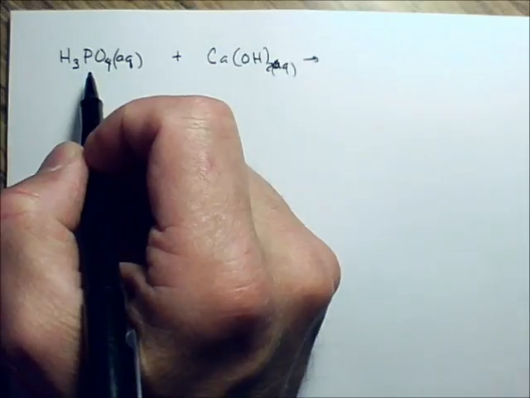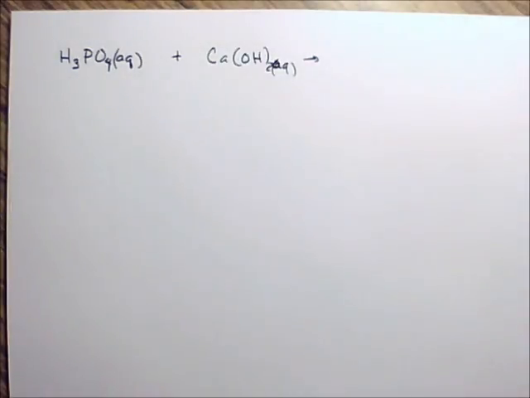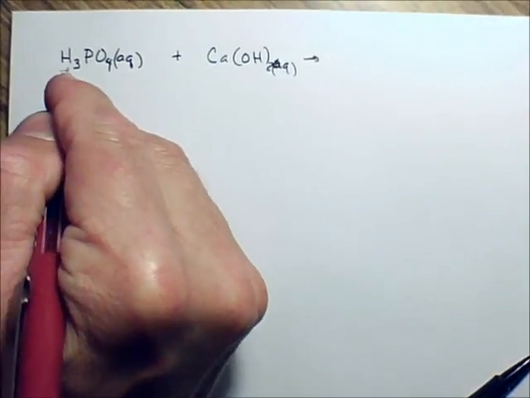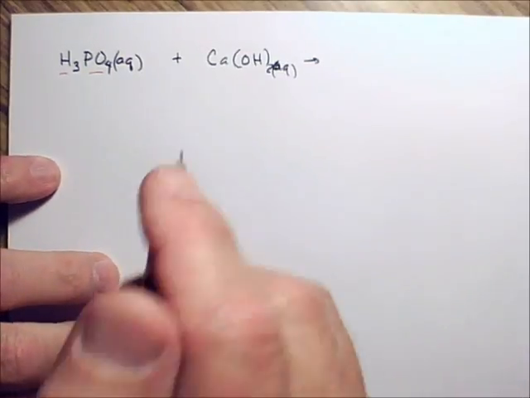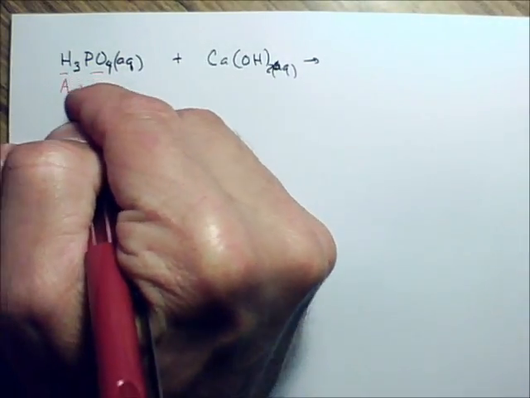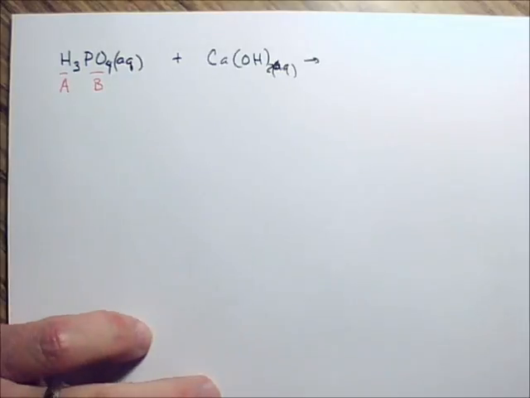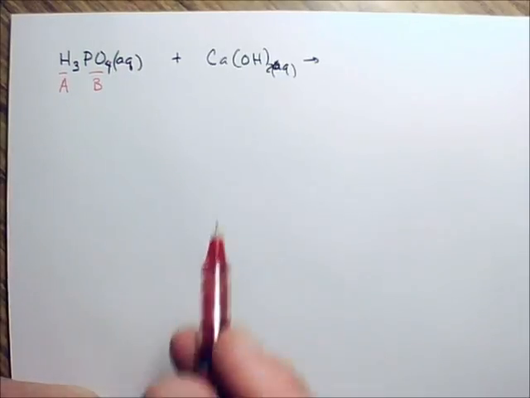So if it's ionic or it's acidic, it's a two-part compound. What are the two parts in this compound? Metal and nonmetal? Not in that first one. What are the two parts in the first compound? Hydrogen and what? Phosphate. There's the hydrogen, there's the phosphate. That's the two parts of that compound. We could call that A and B parts. Okay? How about this one?